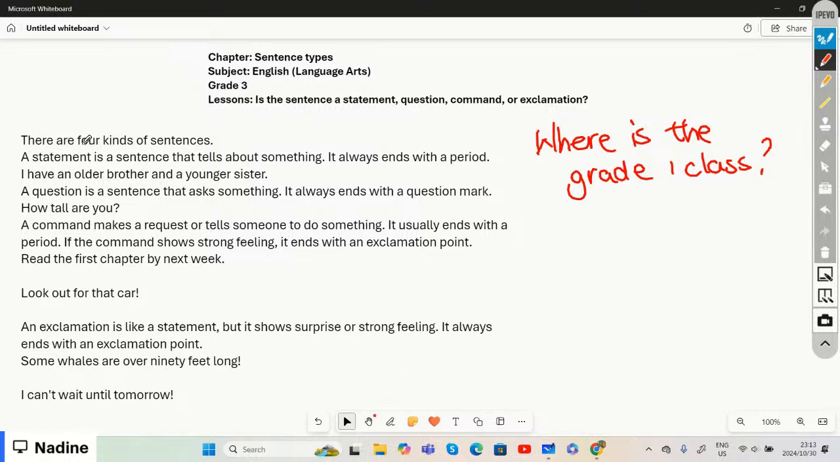So we see that we have four kinds of sentences. Our four kinds of sentences are a statement, a question, a command, and an exclamation. That is our four different kinds of sentences.